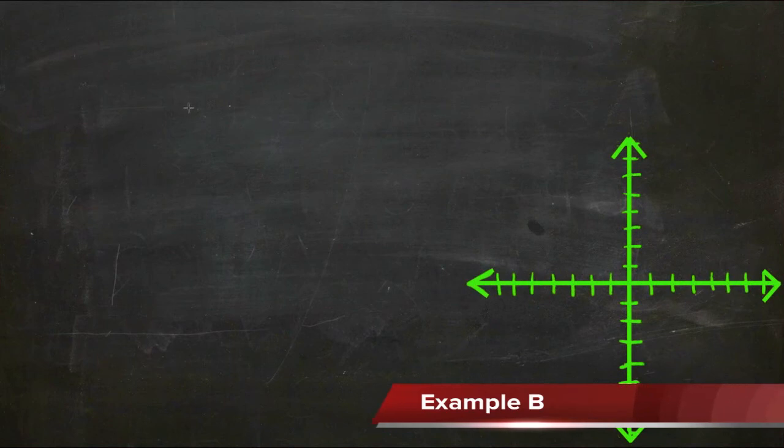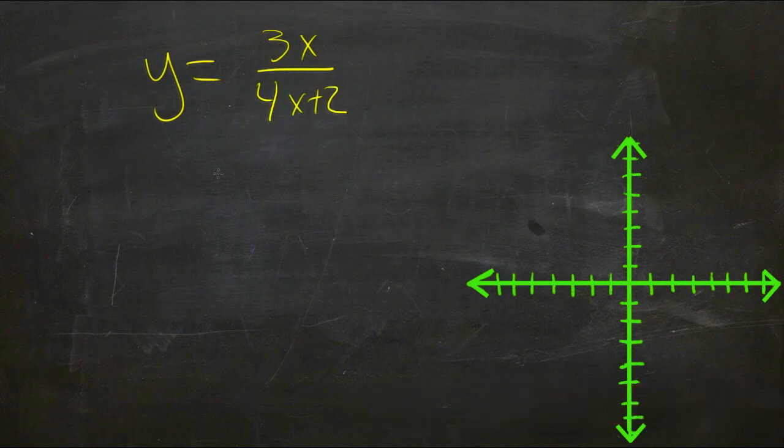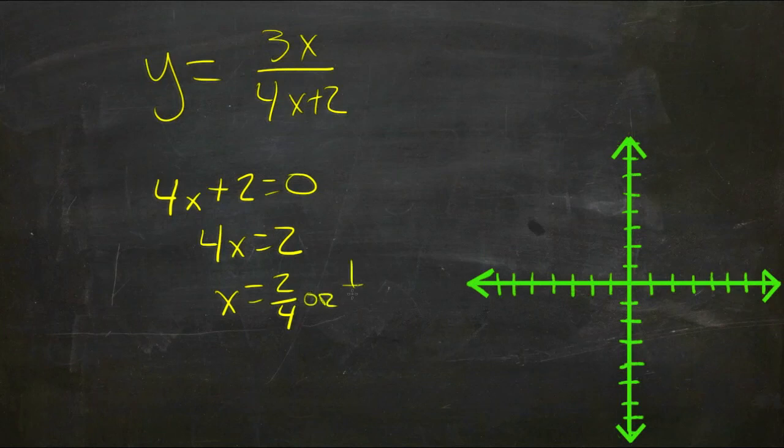Okay, remember, the asymptotes are the numbers that x or y can never actually be. So in our next example, y equals 3x over 4x plus 2, the first thing we need to do is find out what would make the denominator equal to 0. So we need to find out what x would be if 4x plus 2 was 0. We solve this for x. Subtract 2 from both sides, and we get 4x equals 2. Divide both sides by 4, and we get x equals 2/4, or 1/2.